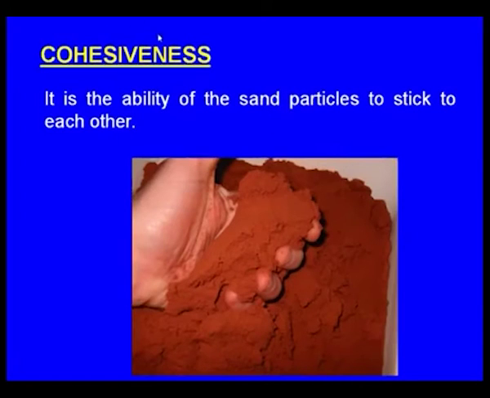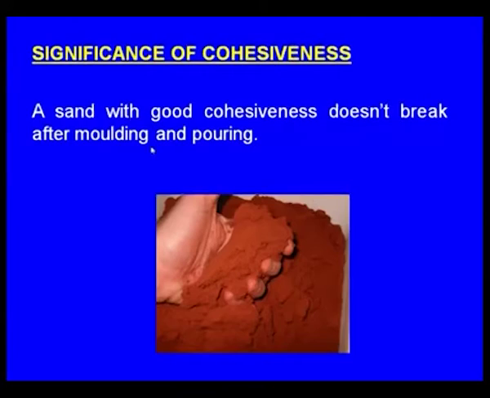Next, let us see the cohesiveness. What is cohesiveness? It is the ability of the sand particles to stick to each other. Even if it is held like this, once we press it, it should take the same shape. After we press, it should not go back to its original shape. That is the cohesiveness, the ability of the sand particles to stick to each other. What is its significance? A sand with good cohesiveness does not break after the moulding and during pouring. That is the significance of the cohesiveness.